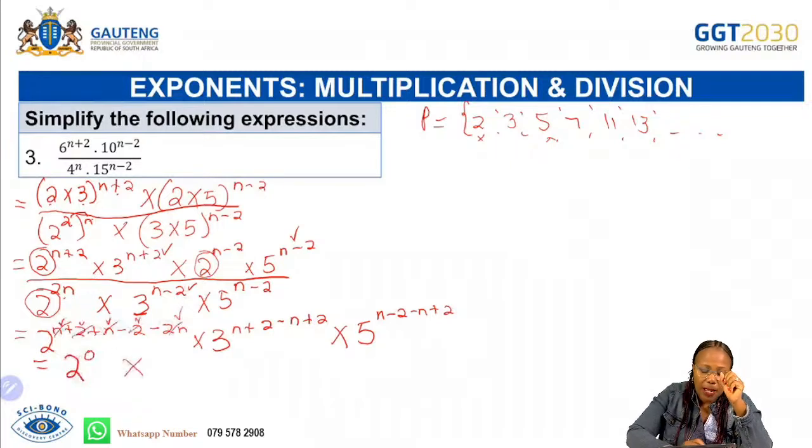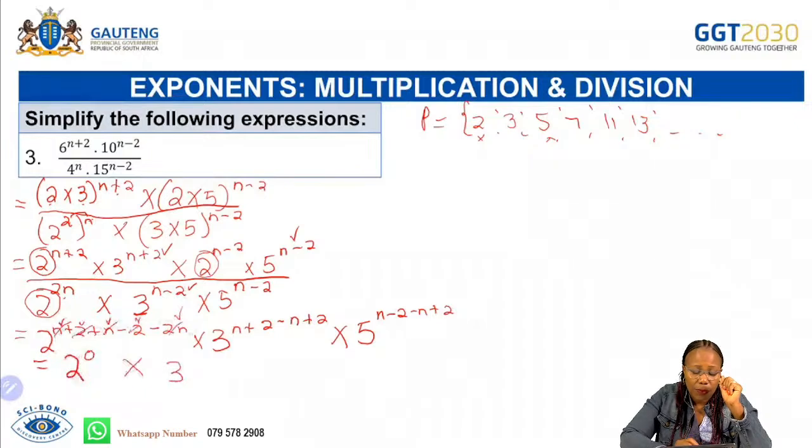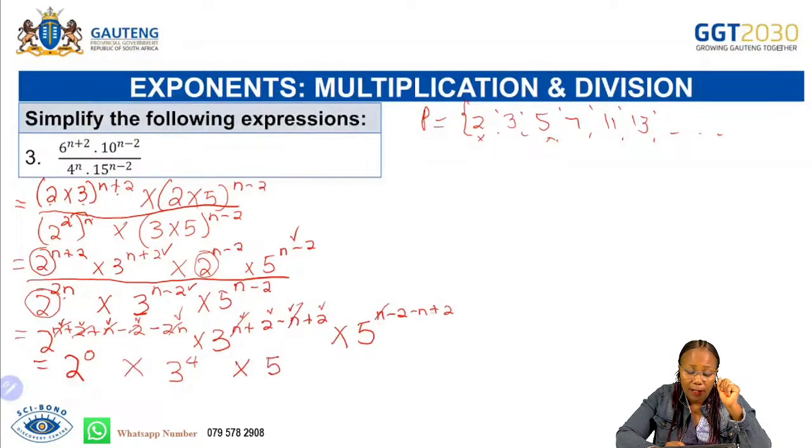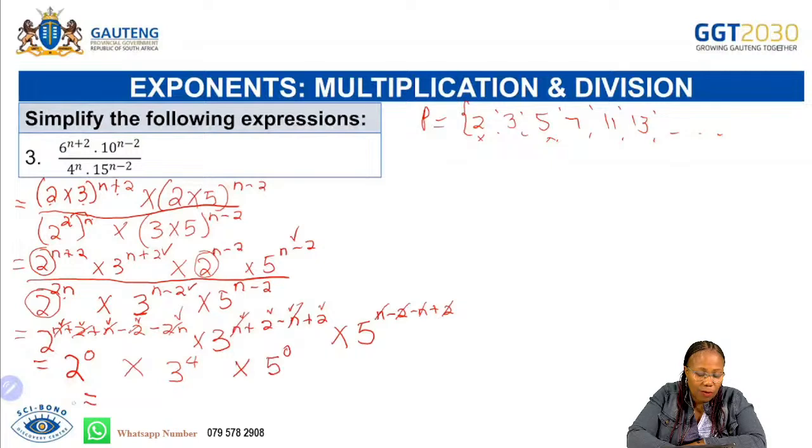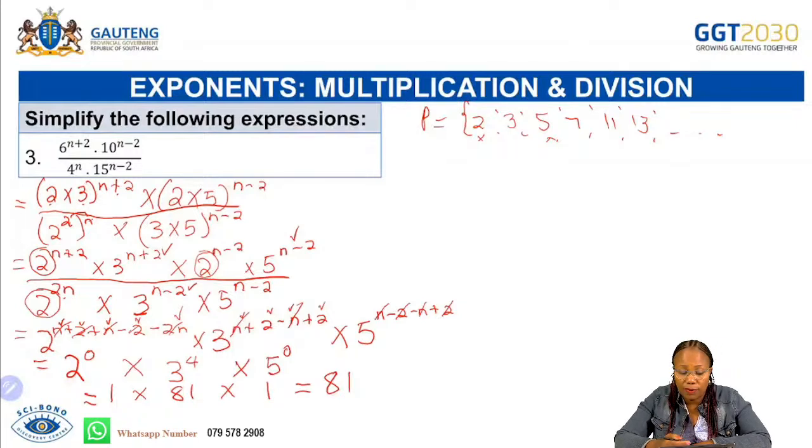And then now multiply by, we are moving to base 3. With base 3, we have n minus n, it's a 0. And then we have a 2 plus 2, which is giving us a 4. Multiply by 5. And then with 5, we have n minus n, which is a 0. Minus 2 plus 2 is also 0. Then it's 5 to the power 0. So our answer will be 2 to the power 0. Do you still remember the rule? Any number to the power 0 is 1. Times 3 to the power 4, 81. Times 5 to the power 0 is 1, of which is equals to 81, grade 12. Okay.